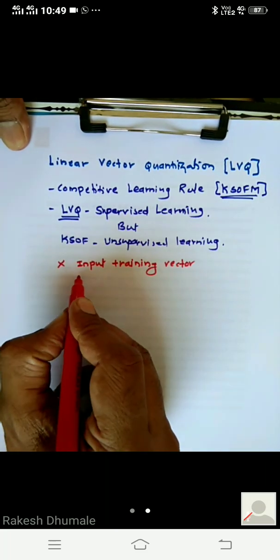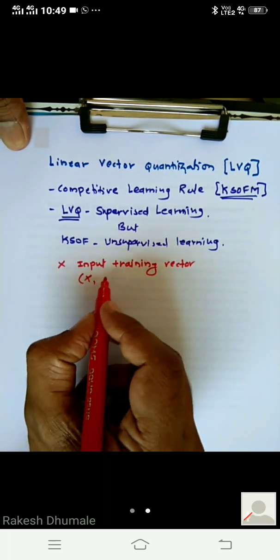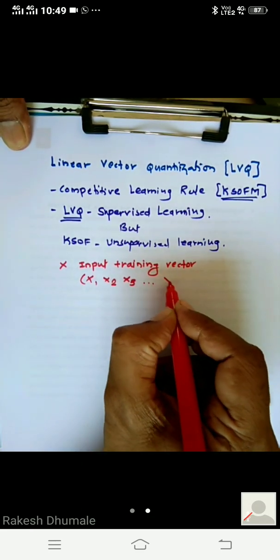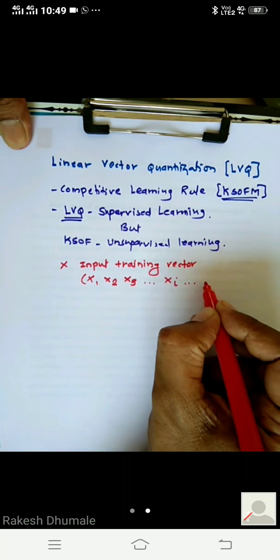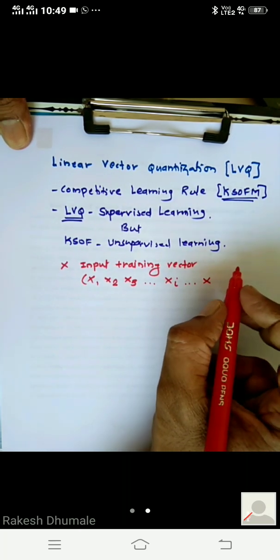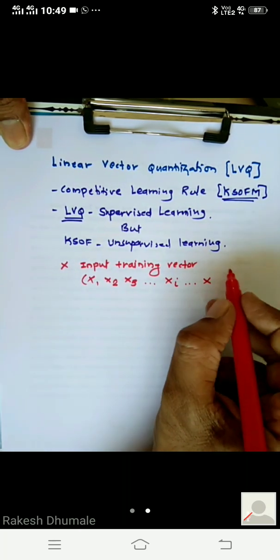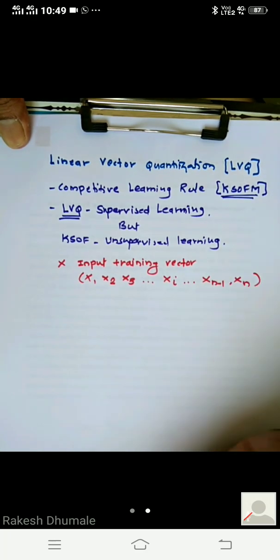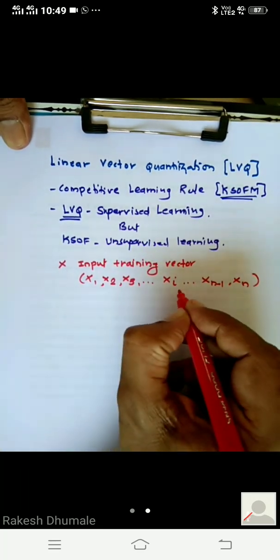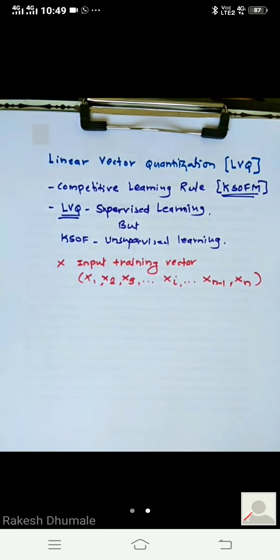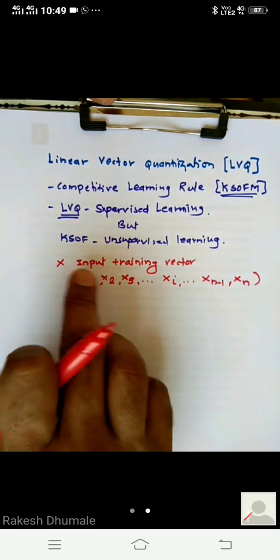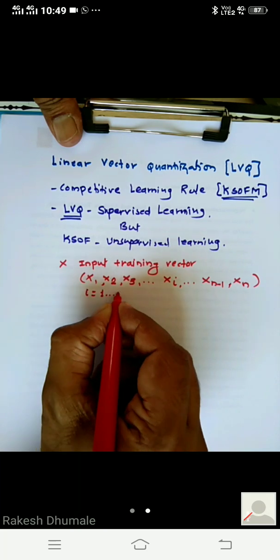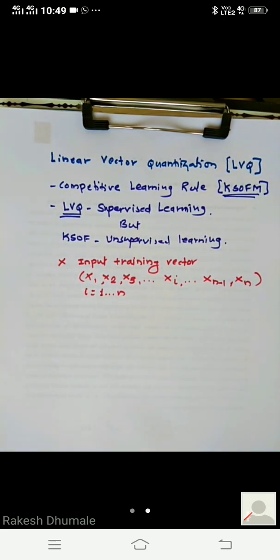This X has elements like x1, x2, x3, then xi, then xn minus 1 and xn. So these are the elements present in the input training vector. The size of the input training vector is n, where i varies from 1 to n.